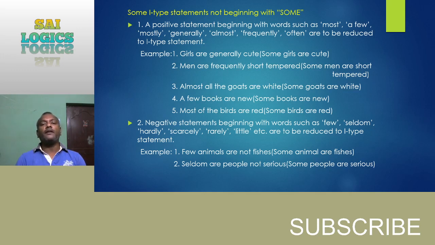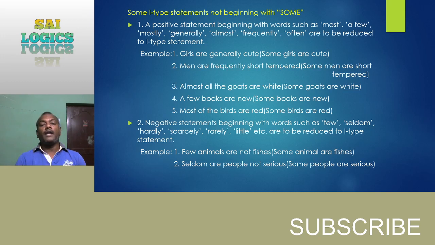So see the example here. So here we are using only a few. We are not simply writing few. Few and a few will have a lot of difference. So few now we are not taking. Example 1. Girls are generally cute. Generally has been used. So this is giving a particular information and it is talking in positive sense. So this is to be treated as some. So we have to remove generally and we have to rewrite as some girls are cute.